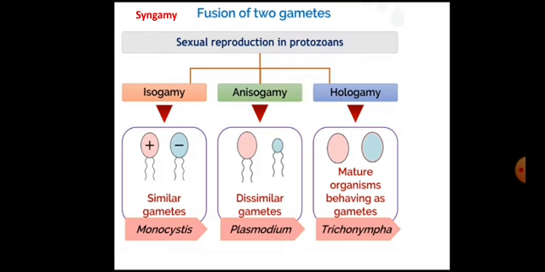Then the third type of syngamy is hologamy. In hologamy, we can see that these protozoa are mature protozoa, and these mature protozoa combine with each other to form a zygote. This is commonly seen in the case of Trichonympha. It is the name of a protozoan. So these are the three types of syngamy. Remember that syngamy is a sexual way of reproduction in which two opposite mating types combine with each other to form a diploid cell or a zygote.